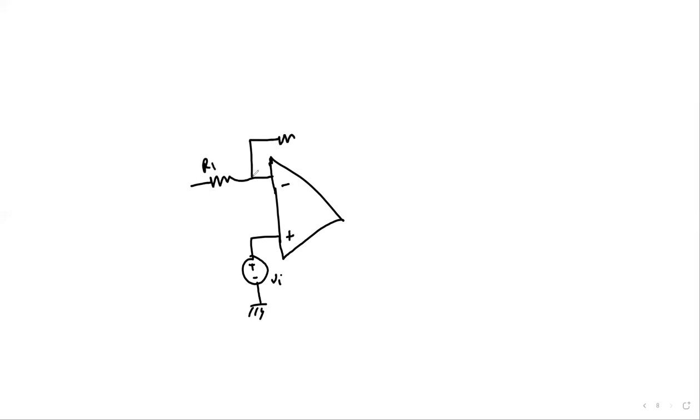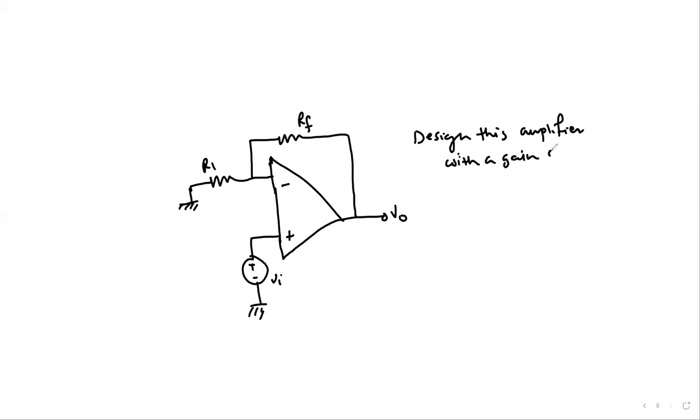Let's say we are asked to design a non-inverting amplifier. And R1 and RF values are to be determined. So what is asked here is to design this amplifier with a gain of 2.